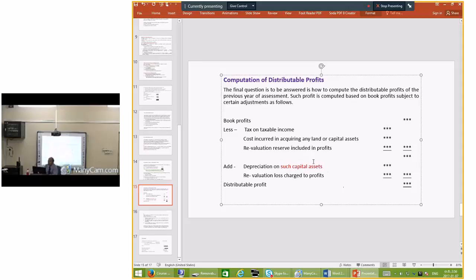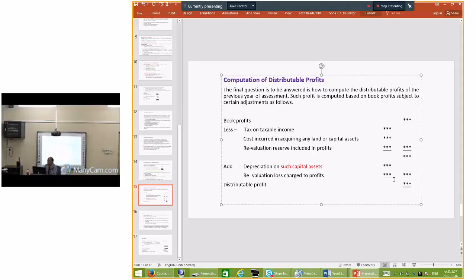Why? The accounts carry big amounts, but when we make the adjustment, we have to take only the depreciation relevant to the capital assets purchased during the period. There is a cost incurred on land and capital assets. And again, a revaluation loss is charged to the profit. Here the same principle is adopted. If the revaluation reserve is included, we remove it, and also the revaluation loss that is charged.